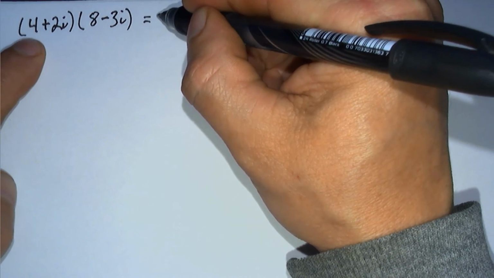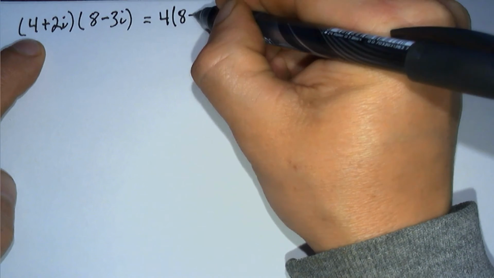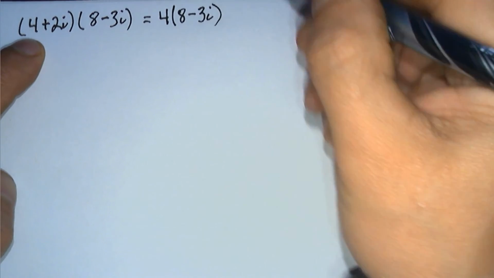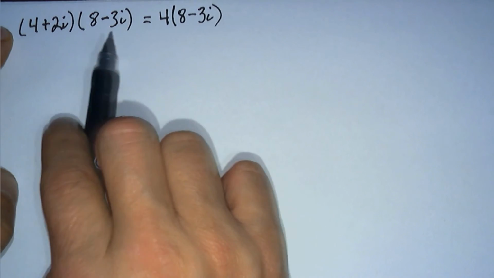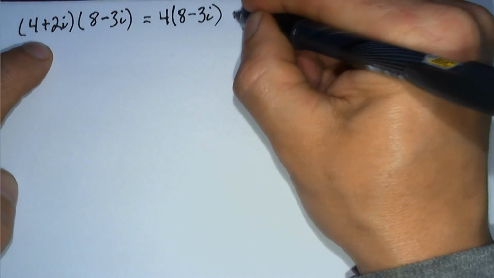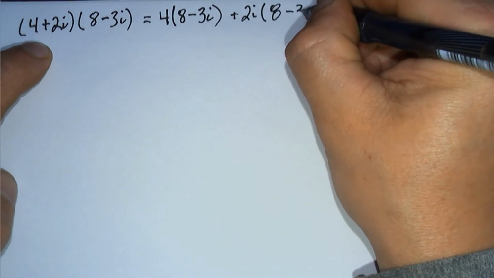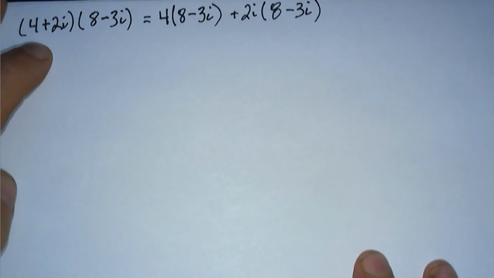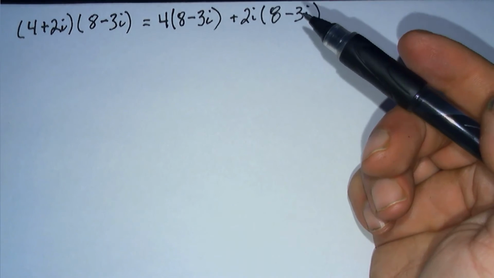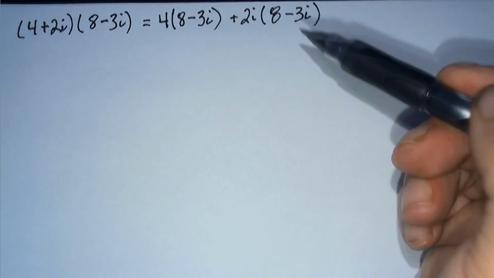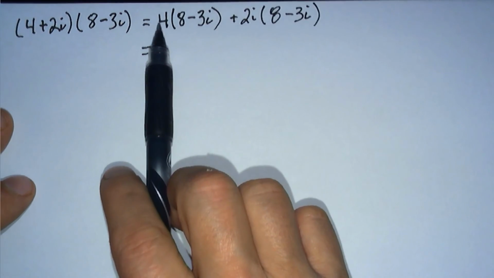It's going to be the first term in this times the second factor, plus the second term in the first factor times the second factor. Or you could FOIL it however you want to do it. I'm just doing this because it shows work a little easier. So we're going to distribute this 4 across.